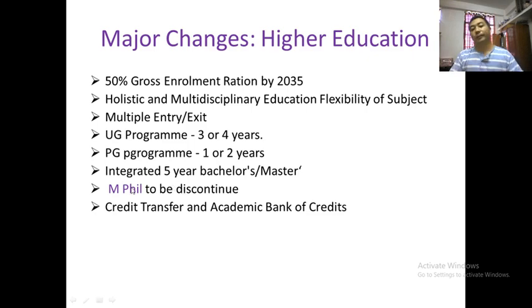In higher education, a 50% gross enrollment ratio is targeted by 2035. Holistic and multidisciplinary education and flexibility of subjects are introduced in this new education policy in higher education. Multiple entry and exit. The undergraduate program will be 3 years or 4 years. Postgraduate will be 1 year or 2 years.